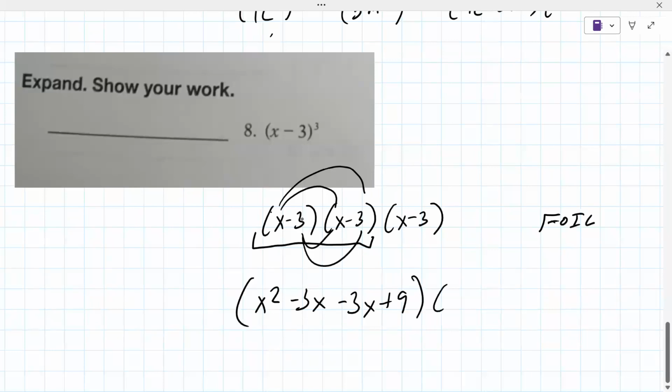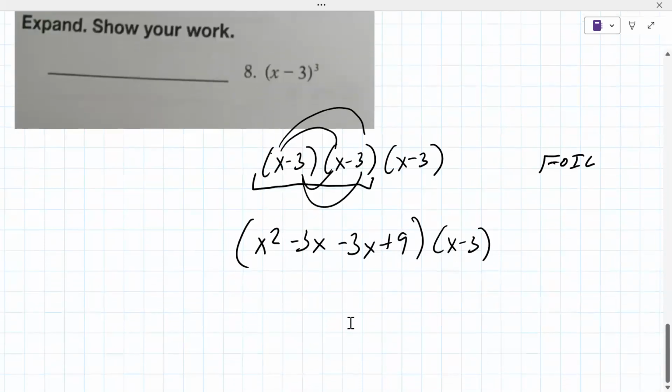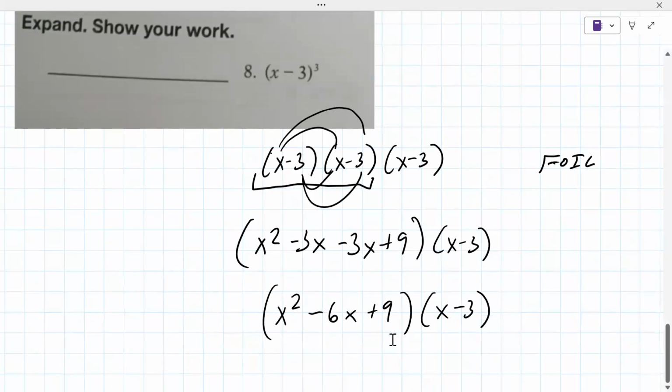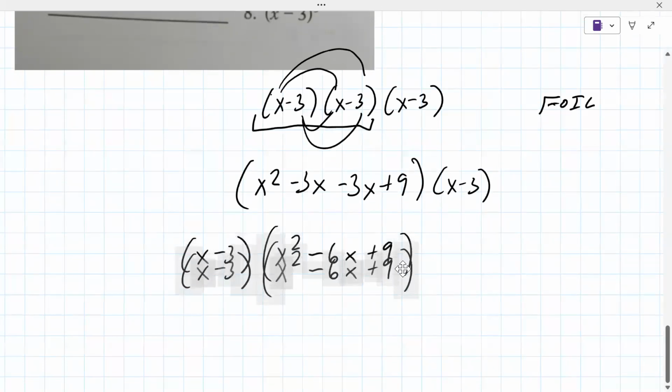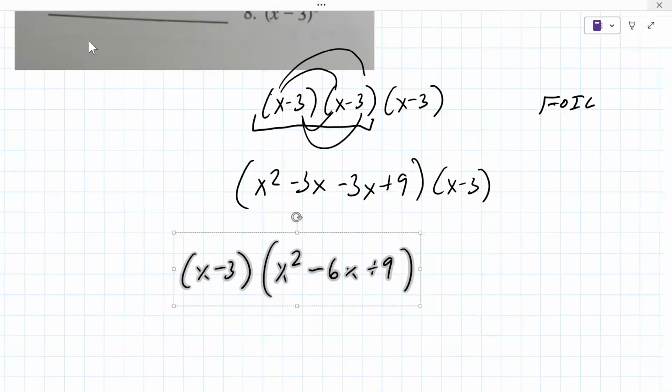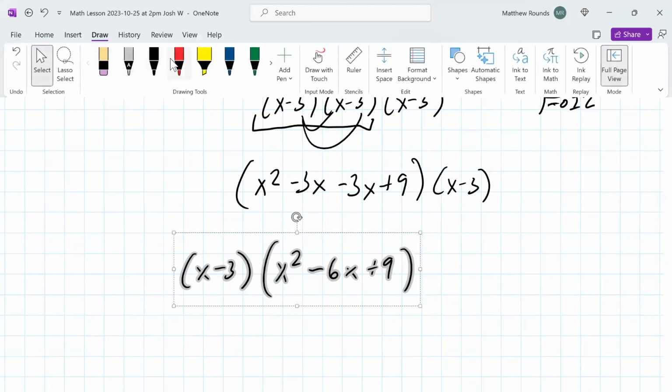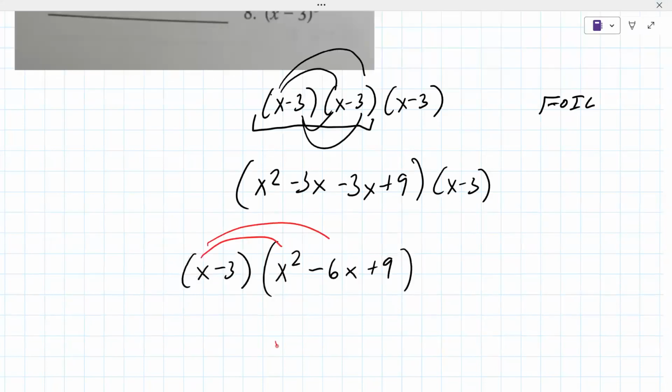Now you combine like terms. The like terms here are the minus 3x and the minus 3x. That's x squared minus 6x plus 9, times x minus 3. So now I'm going to put this other x minus 3 in front, and we're going to multiply everything by the x first.